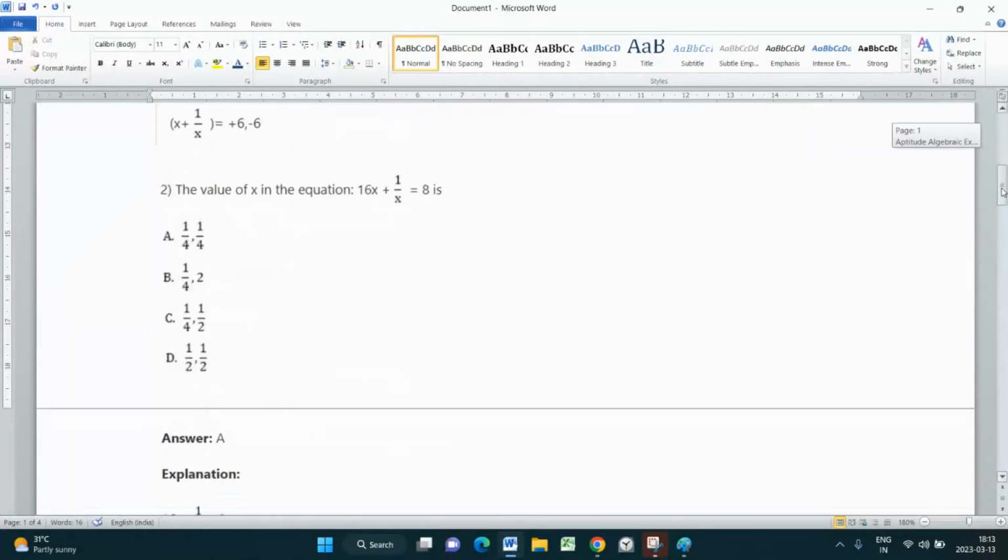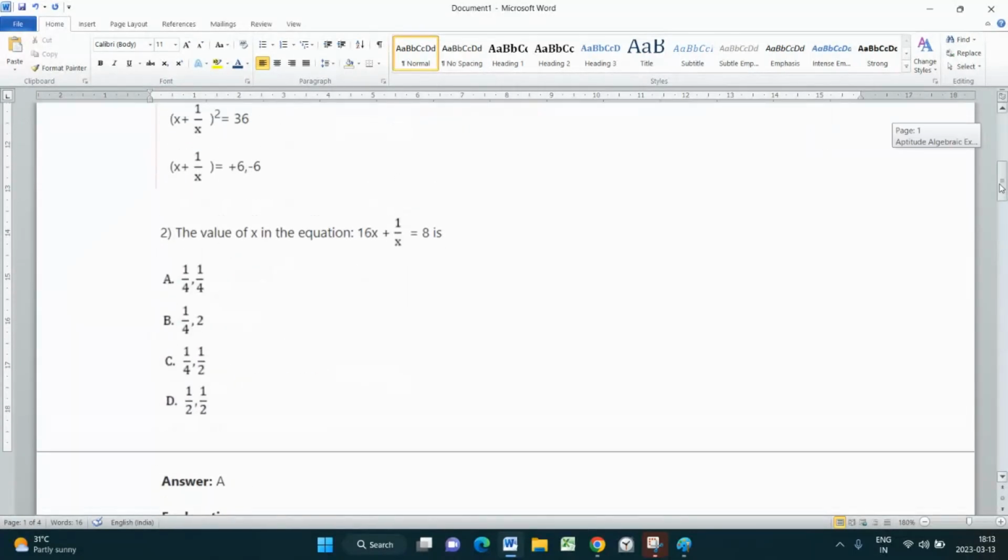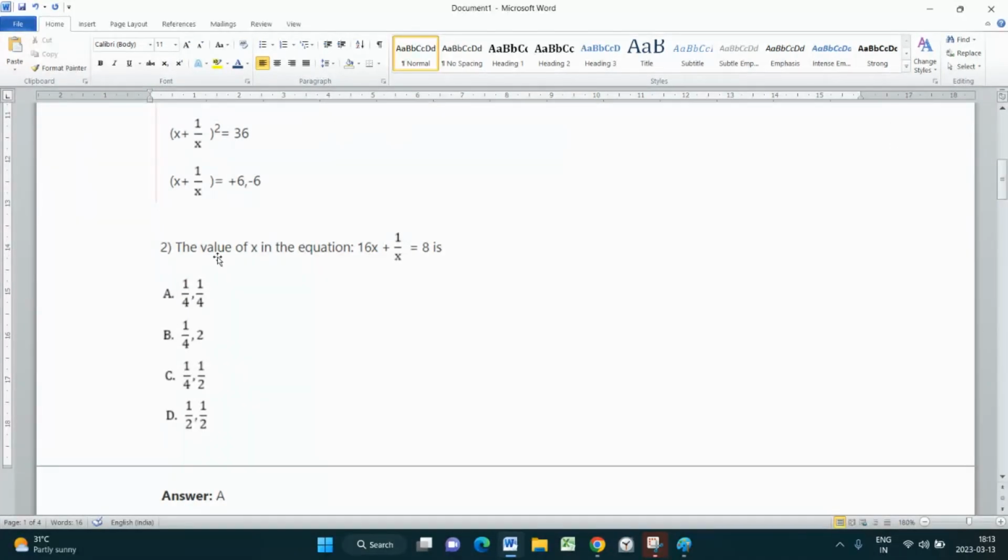Next sum. The value of x in the equation 16x plus 1 by x is equal to 8. They are asking for the value of x. What is the value of x in this expression?